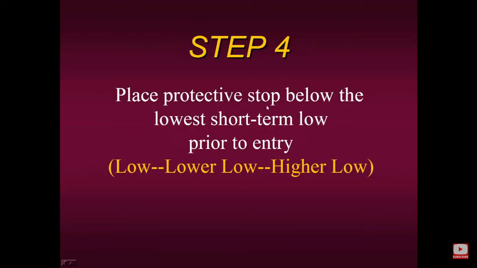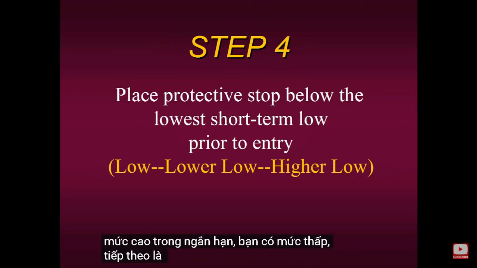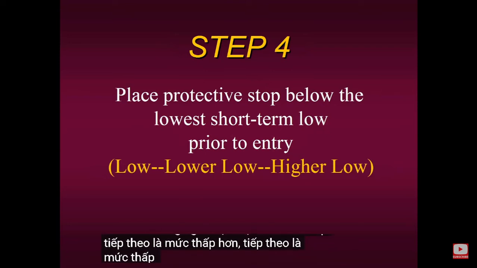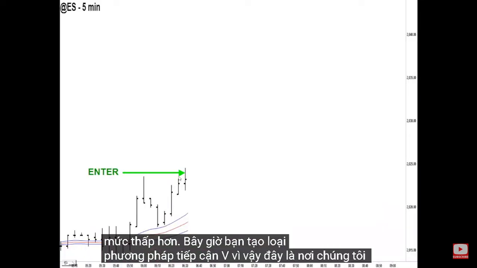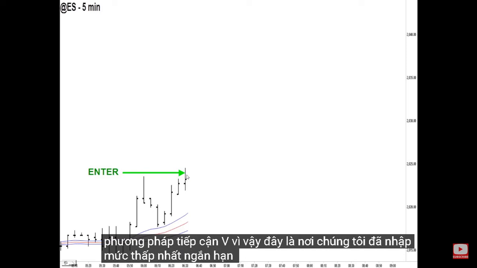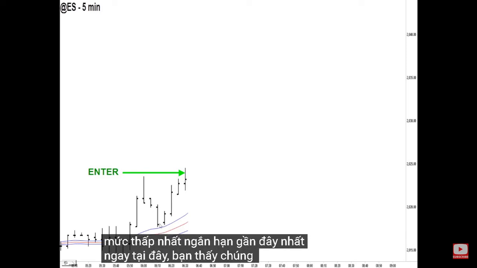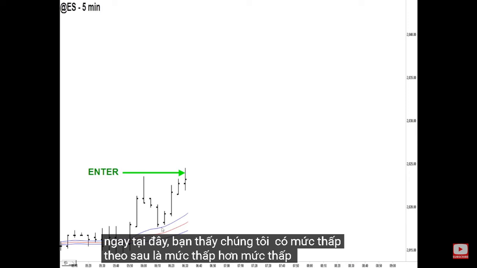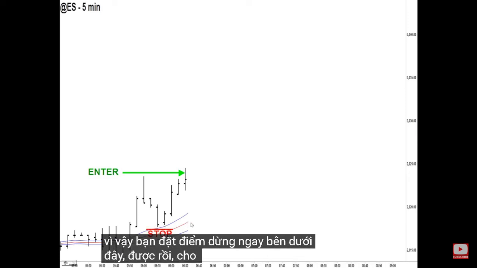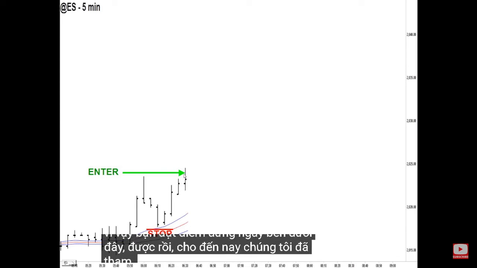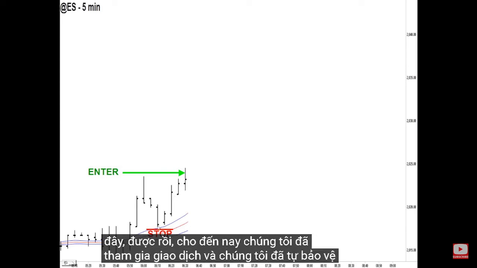Well, we want to place our protective stop below the lowest short-term low prior to entry. So a short-term low is just the opposite of a short-term high. You have a low followed by a lower low followed by a higher low. Now you create this kind of a V. So this is where we entered. Where was the most recent short-term low? It was right here. You see we have a low followed by a lower low, then a higher low. So you place your stop just below here. Okay? All right, so far we've entered the trade and we've protected ourselves.